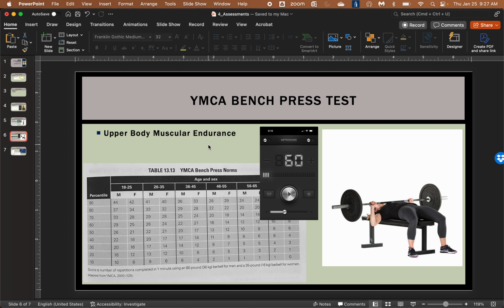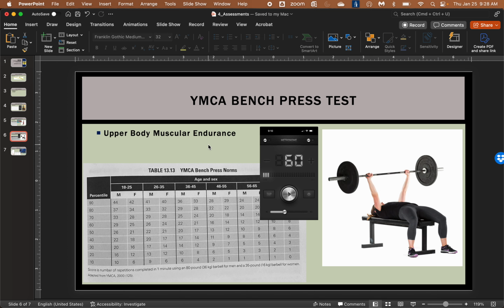Our next test is the YMCA bench press test. This is an upper body muscular endurance test, and we are once again using a metronome to guide the exerciser. And it sounds like this. It's much slower. It's 60 beats per minute, and the exerciser will lower on one beat and raise the bar on the next beat. And the exerciser will continue to do this until they can't stay with the beat, or they fail on being able to get the bar up.